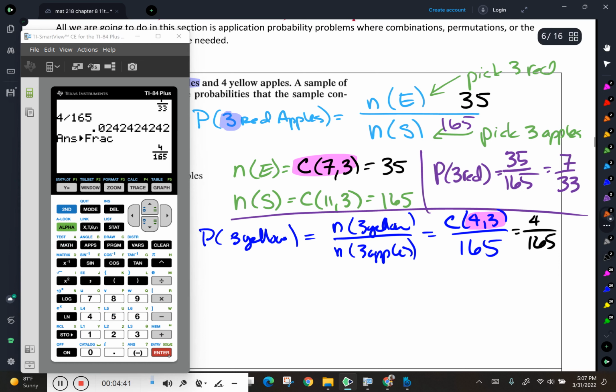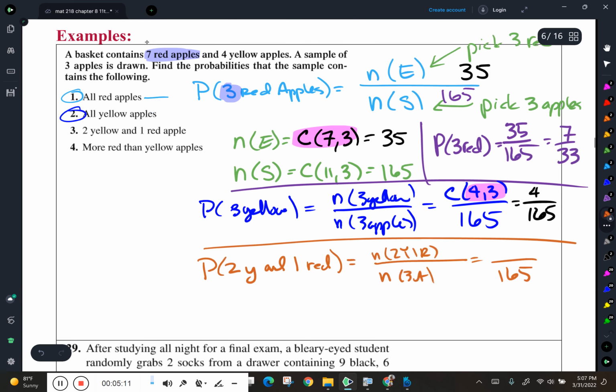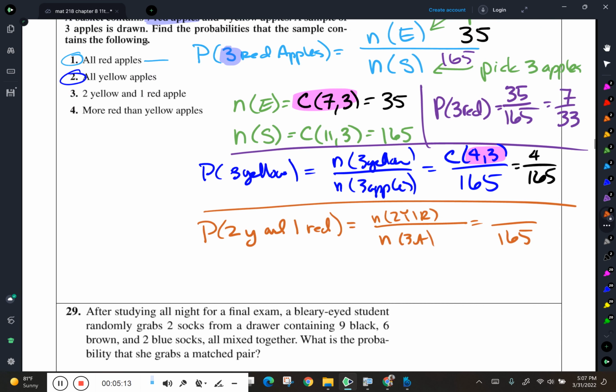Well, this isn't too bad. I've got a handle on this. I think I understand what's going on here. Let's try number 3, the probability of 2 yellow and 1 red. Well, I know it's going to be the number of ways of 2 yellow and 1 red over the number of ways of 3 apples. I know the denominator is 165. What I don't know is how to find that numerator.